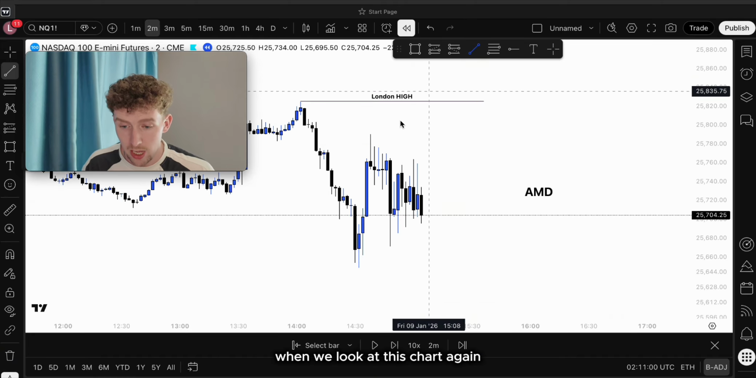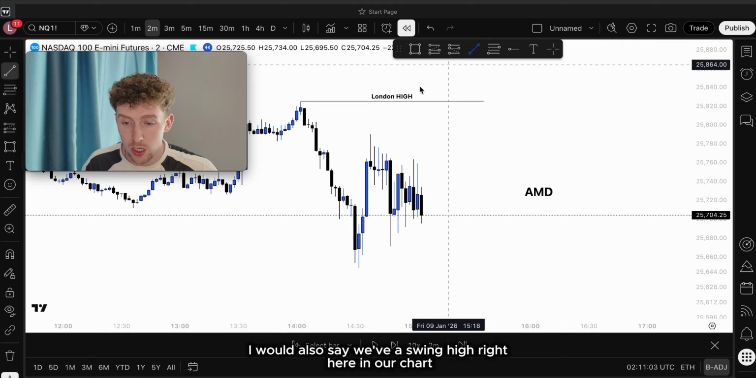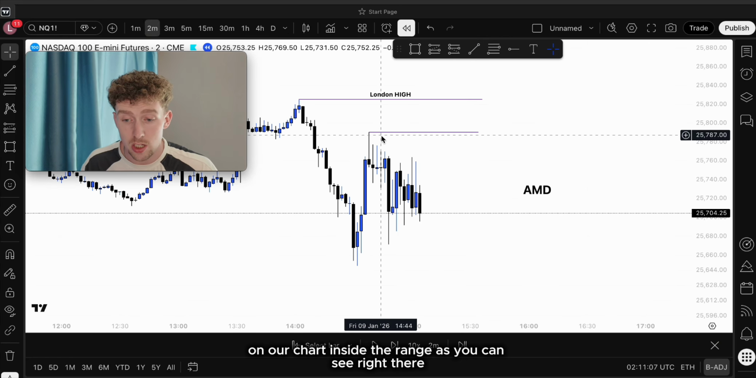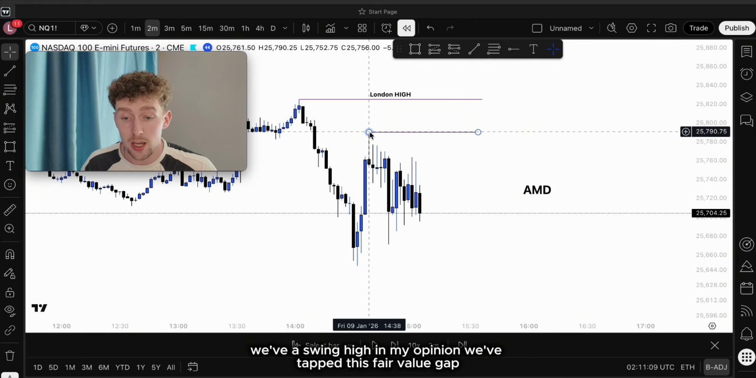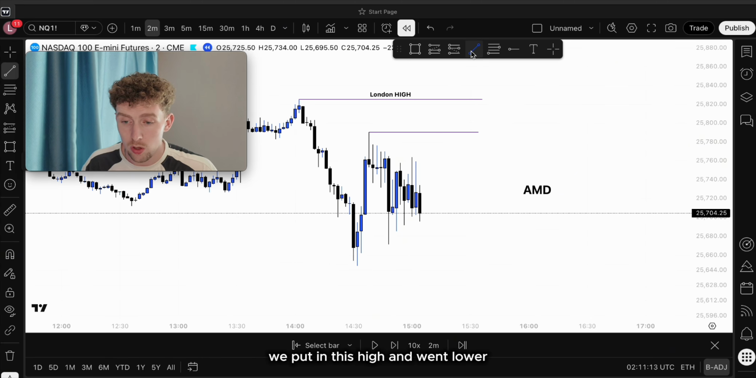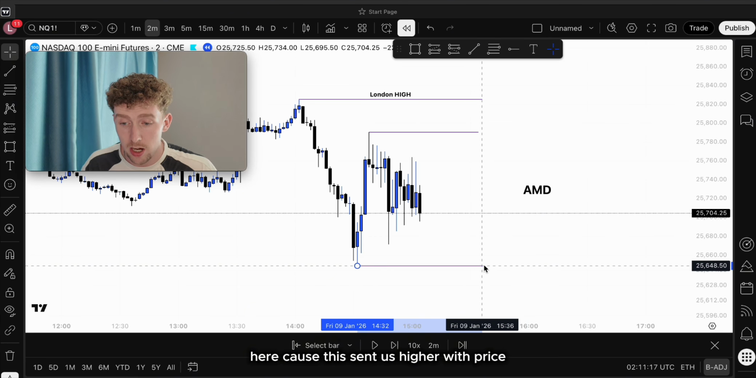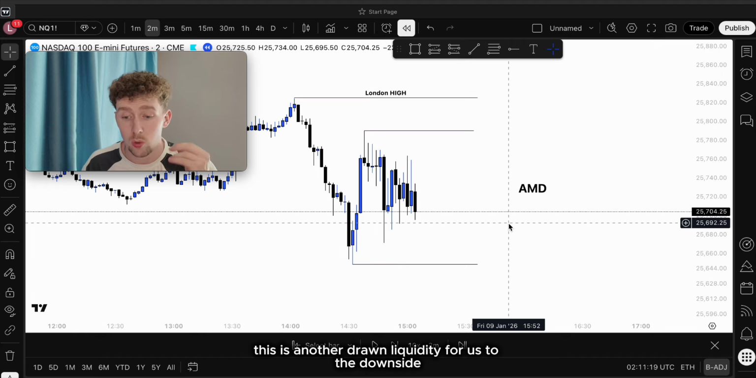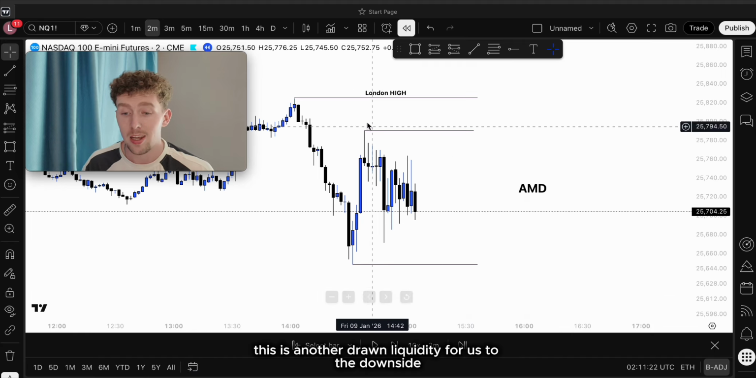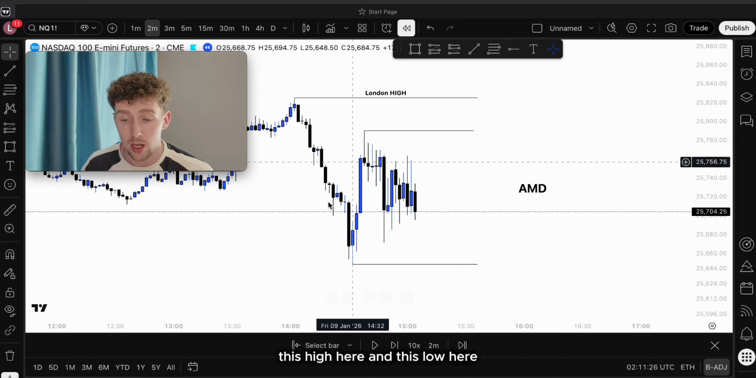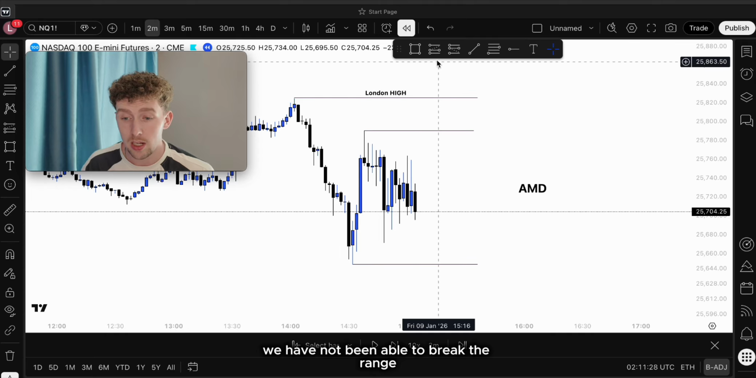When we look at this chart again, I would also say we have a swing high right here in our chart, on our chart inside the range, as you can see right there. We have a swing high. In my opinion, we've tapped this fair value gap. We put in this high and went lower. When we also look, I would say we have a swing low here because this sent us higher with price. This is another draw on liquidity for us to the downside. And as you can see, between this high here, and this low here, we have not been able to break the range.